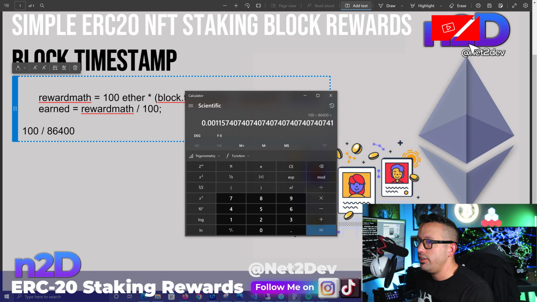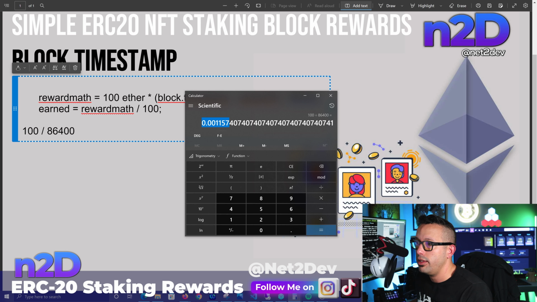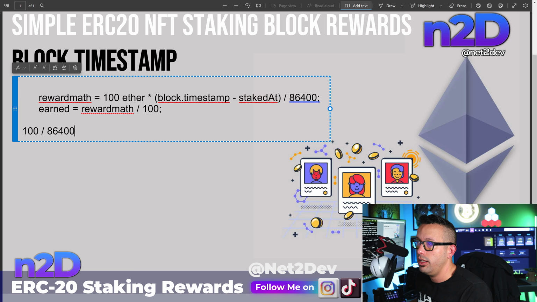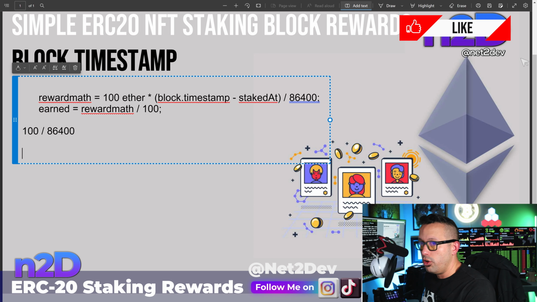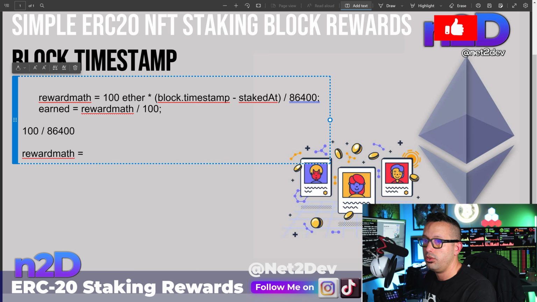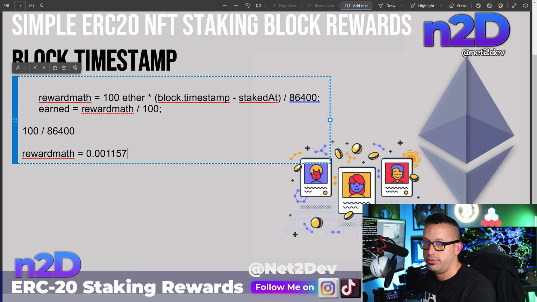And that gives us, and we can just grab this last right here. So this is basically the output of reward math. This is the value that we obtain if staked for 1 second. So 1 times 100, then divided by the amount of seconds in a day, which is 86,400. Now we got that value. So reward math equals this.